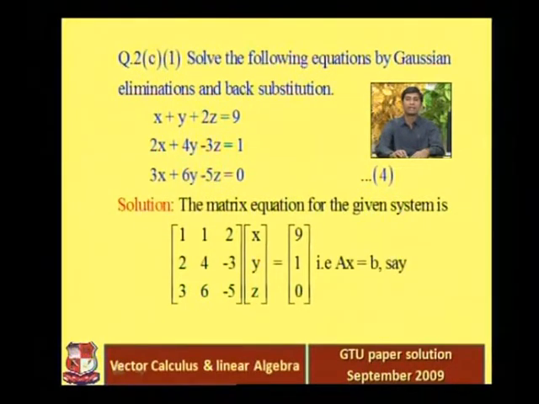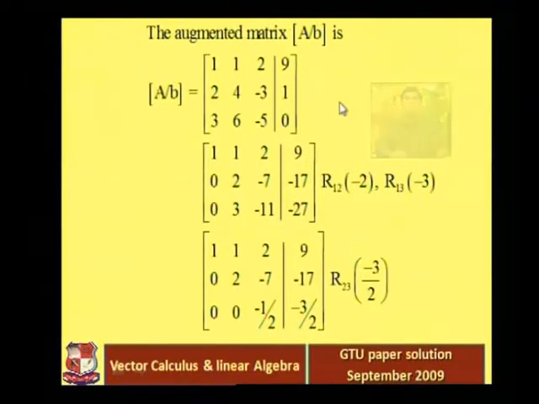This is the second row. The second row comes from the second equation, the coefficients of x, y, z, that is 2, 4, minus 3. And the third row of the matrix comes from the third equation, 3, 6, minus 5, into x, y, z, that is equal to B, which is 9, 1, 0. Now what is the augmented matrix of the given matrix? Here is the augmented matrix. The augmented matrix A|B is 1, 1, 2, 9; 2, 4, minus 3, 1; 3, 6, minus 5, 0.